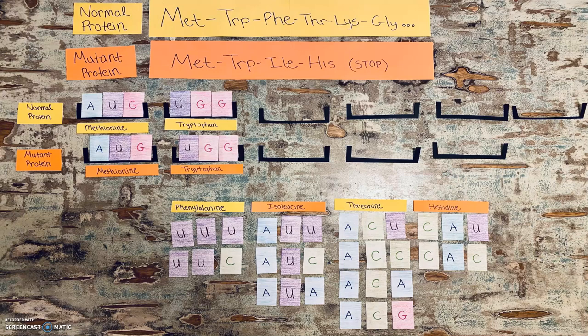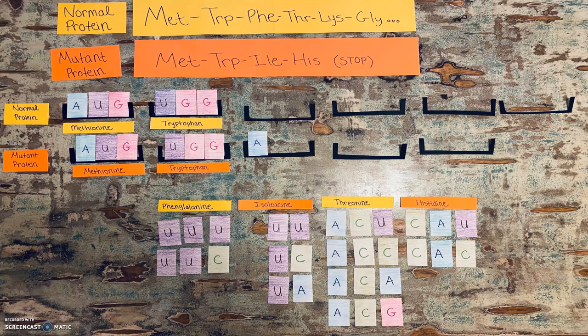Next, we see that the normal protein has phenylalanine as the next amino acid, while isoleucine comes next in the mutant protein. There are two codons that code for phenylalanine and three codons that code for isoleucine. Comparing them side by side, we see that all of the isoleucine codons begin with an A, while none of the phenylalanine or tryptophan codons contain an A. Therefore, an insertion of an A base, adenine, must have occurred. So we can add an A as the next base in the mutant sequence.